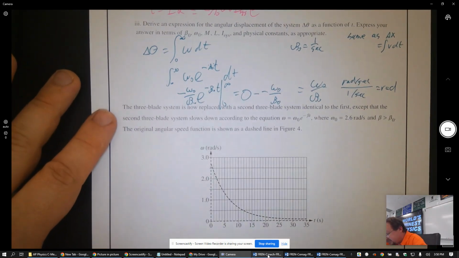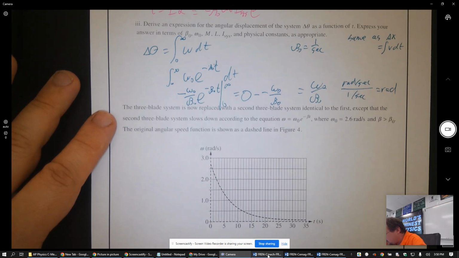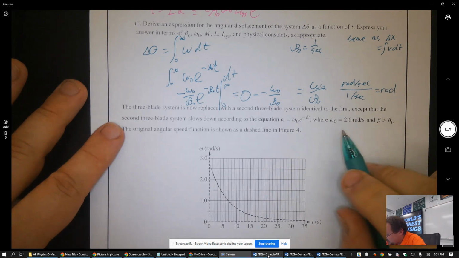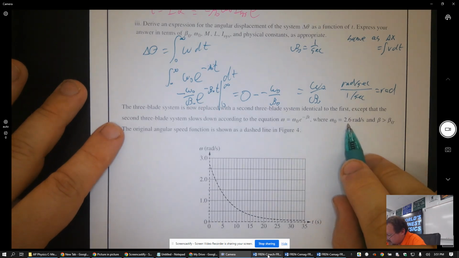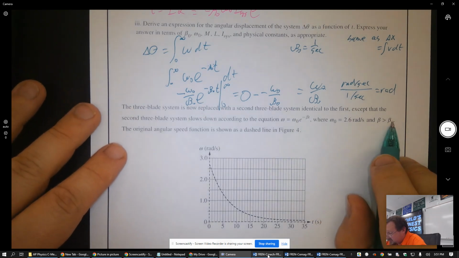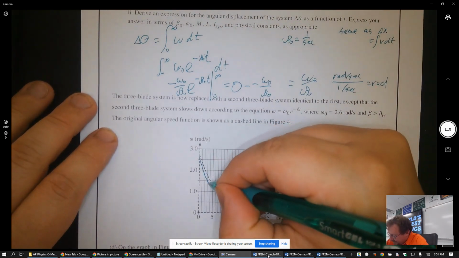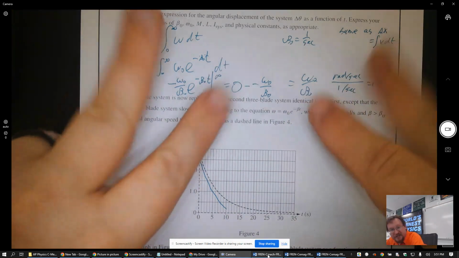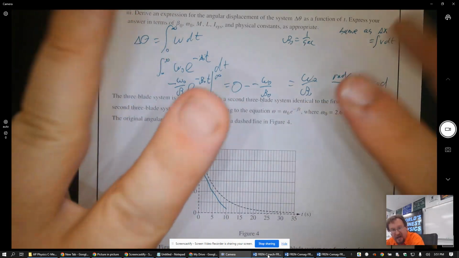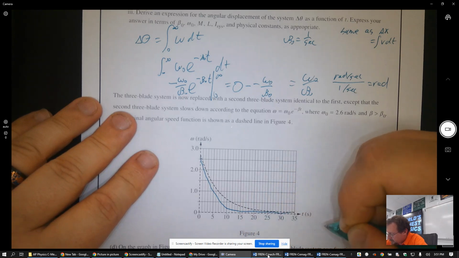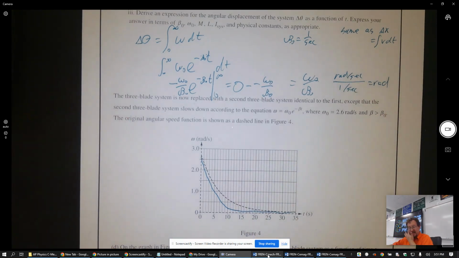The three-blade system is now replaced with a second three-blade system, except that it slows down according to the same initial speed, and the beta is greater. If the beta is greater, then that means it takes less time to reach the asymptote. Same shape of the graph, but it takes less time to reach the asymptote.